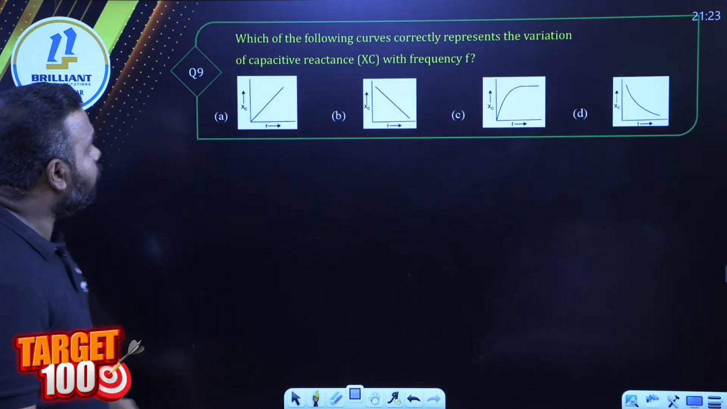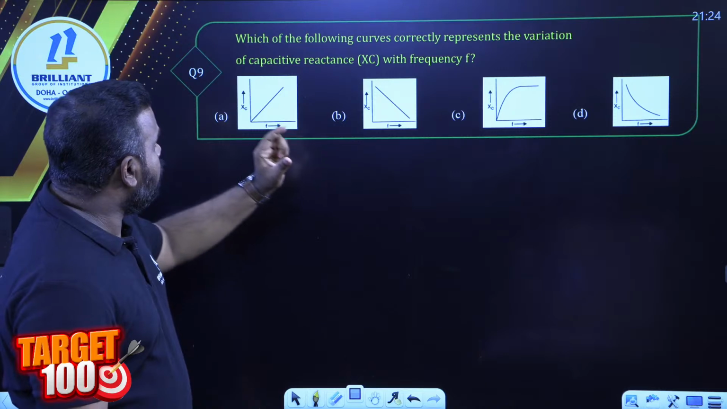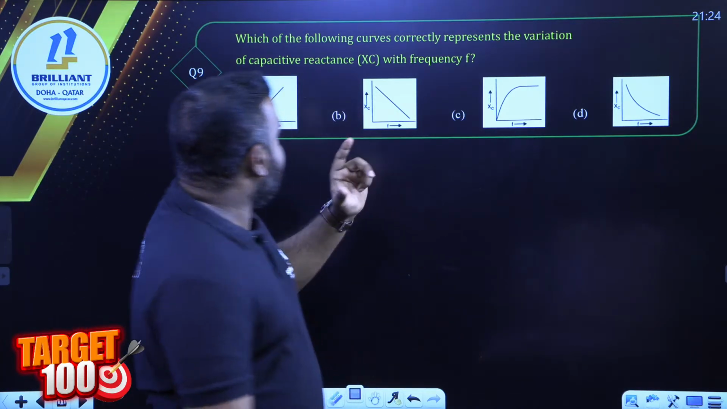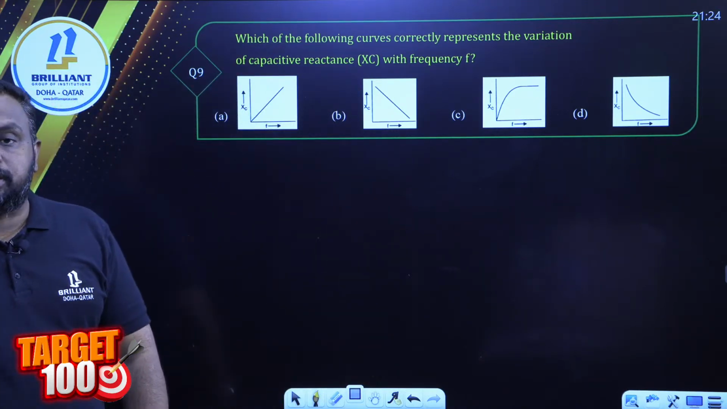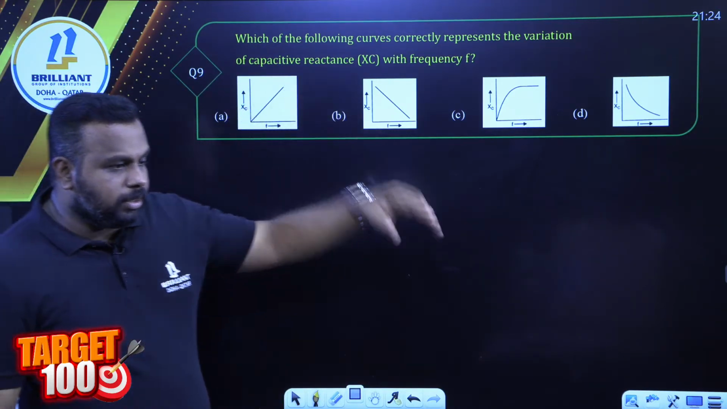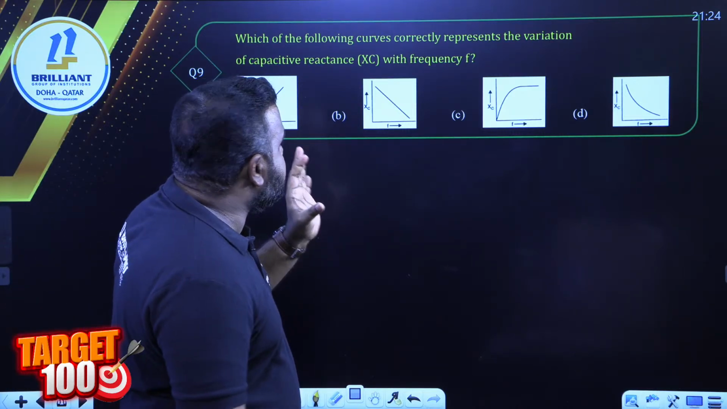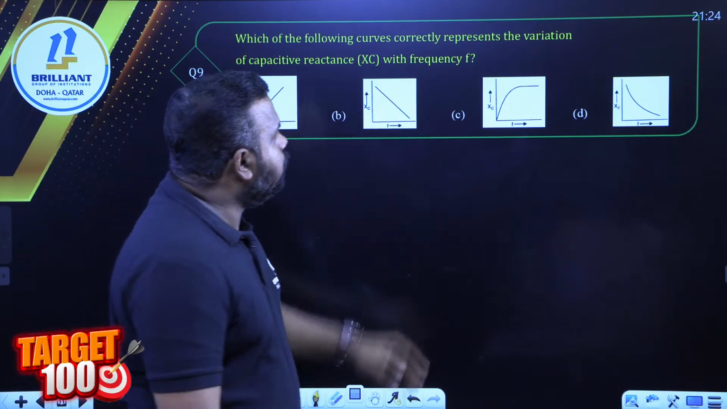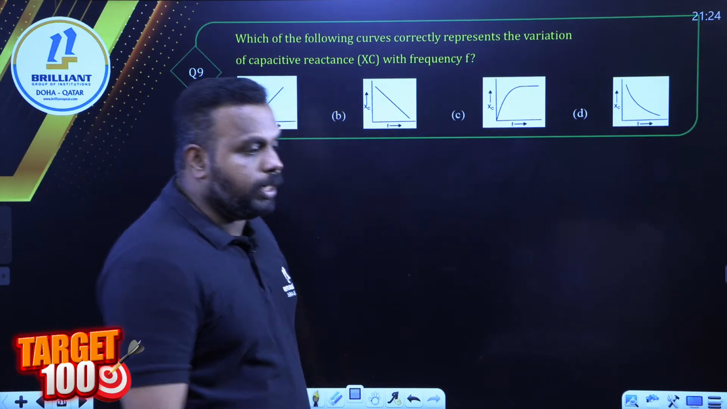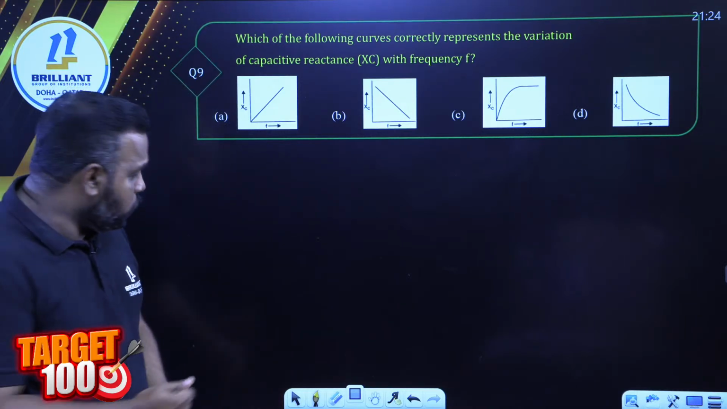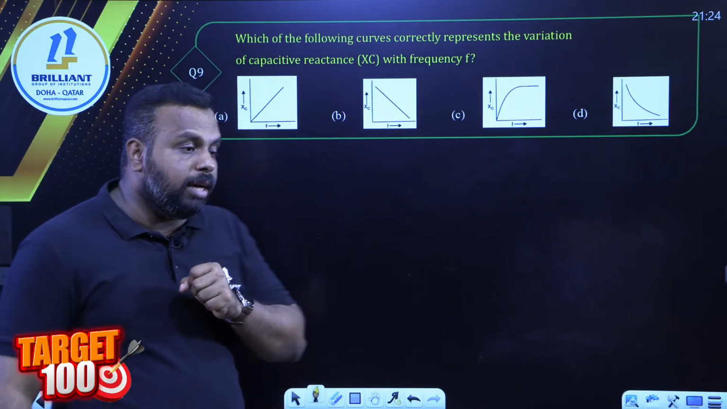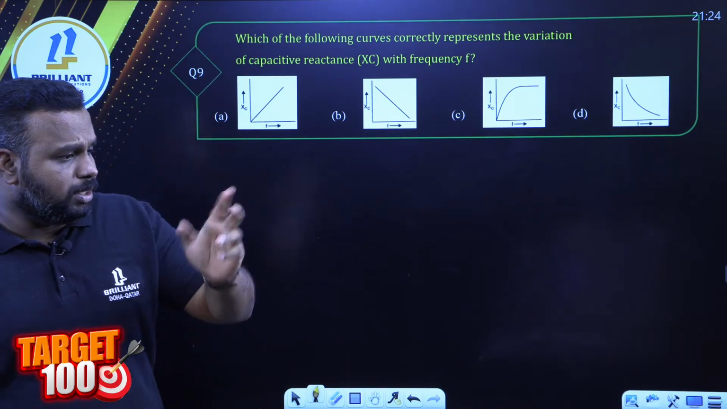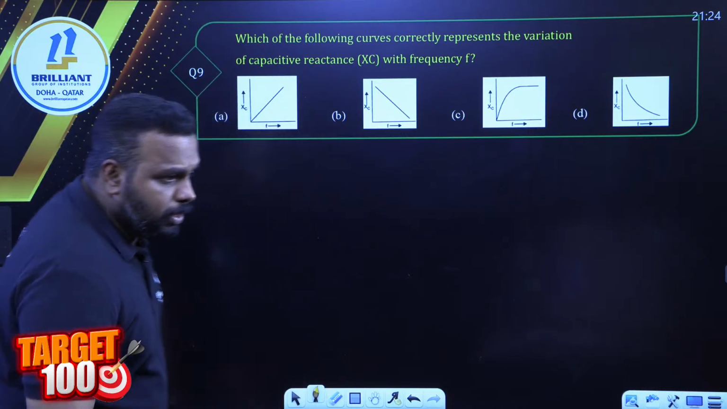Now I'm going to the next question. Question number 9. Look at this. Which of the following curves correctly represents the variation of capacitive reactance with frequency? Please answer this. How is capacitive reactance related to frequency? Which graph is showing it correctly? Please comment your answer. It's an easy question. You know that we have 3 circuit elements. They can ask graphical questions based on any one, either resistance, capacitor or inductor.